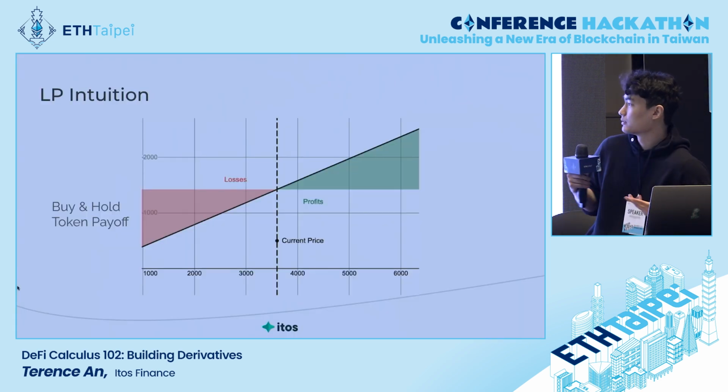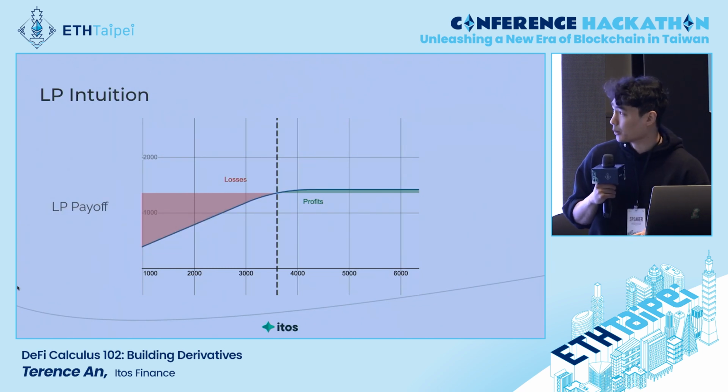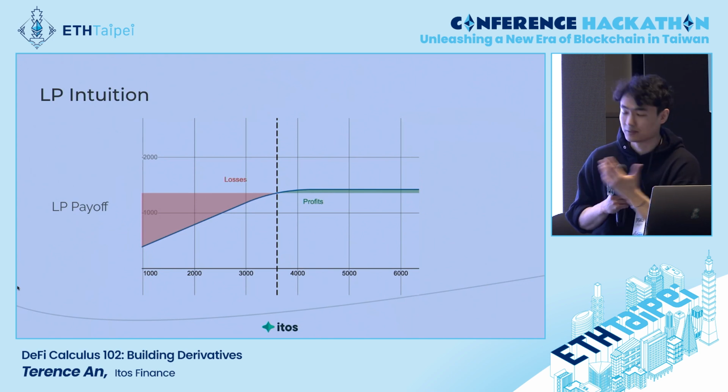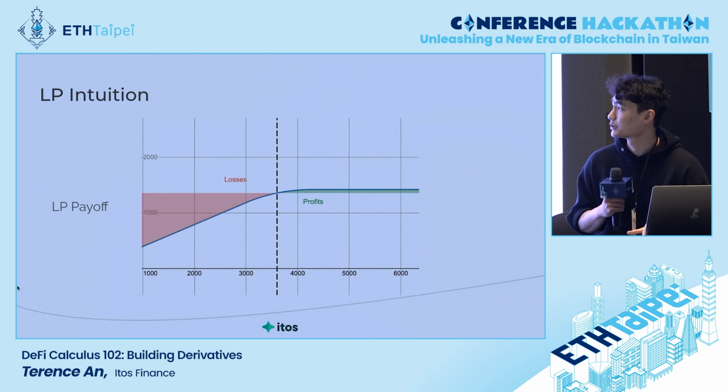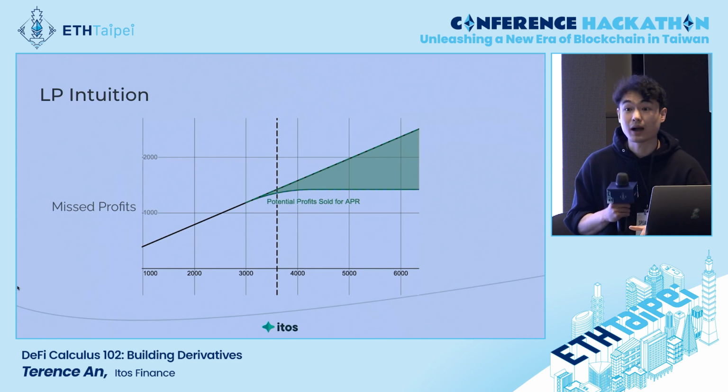What this looks like is, here's a regular token payoff. If the price goes up, you profit. The price goes down, you lose. And once you LP, you get capped profit on the upside, and you still have your unlimited downside potential. So that's no fun because you're missing out on a lot of these profits. And we'll be talking about how to fix exactly those things.